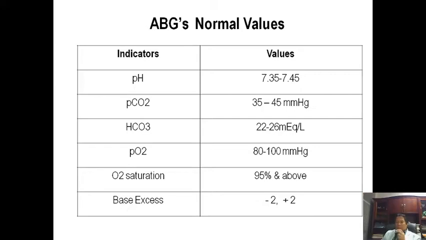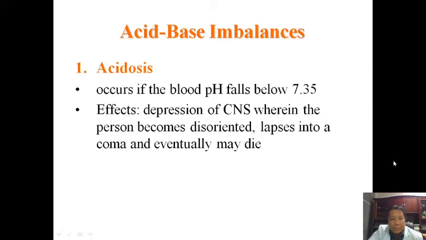The O2 saturation of the patient should be above 95% all the time. And don't worry about the base excess. The base excess, we will discuss that probably in NCLEX preparation, BN440, but it's between -2 and +2.